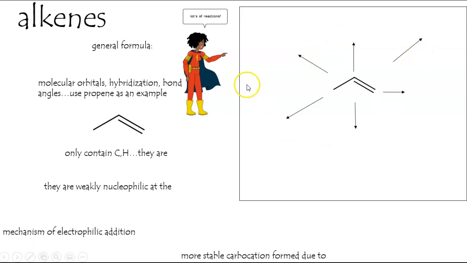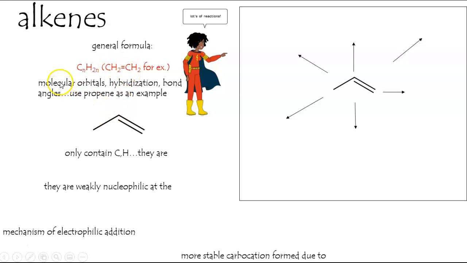Alkenes can undergo lots of chemical reactions. Their general formula is not 2n plus 2, because you lose two hydrogens when you form that double bond, so it's always just twice as many hydrogens as carbon for a monoalkene. And I hope that C2H4 shows that for you clearly.